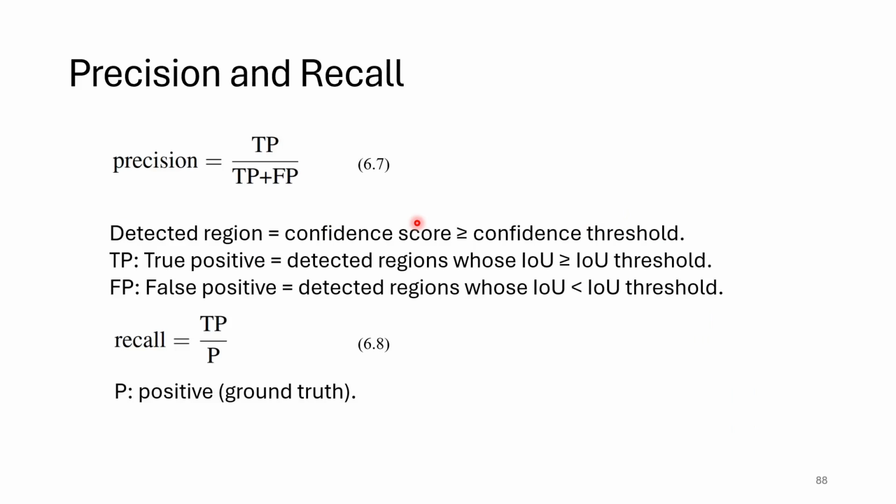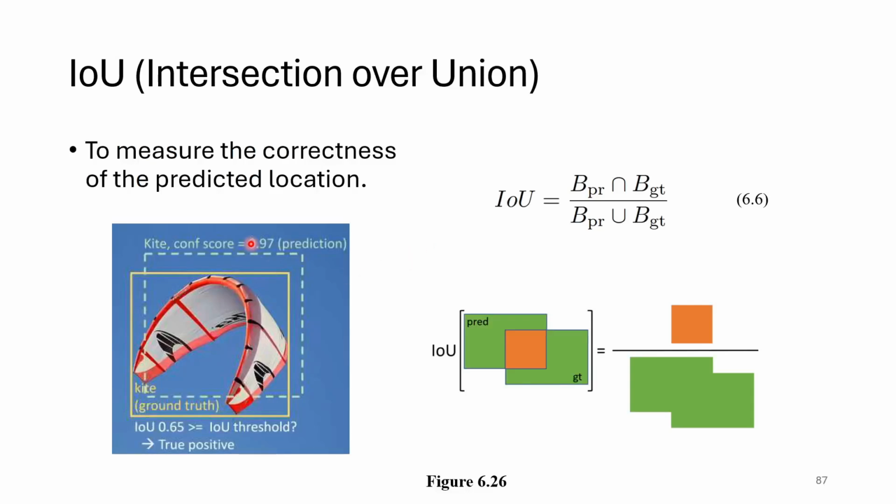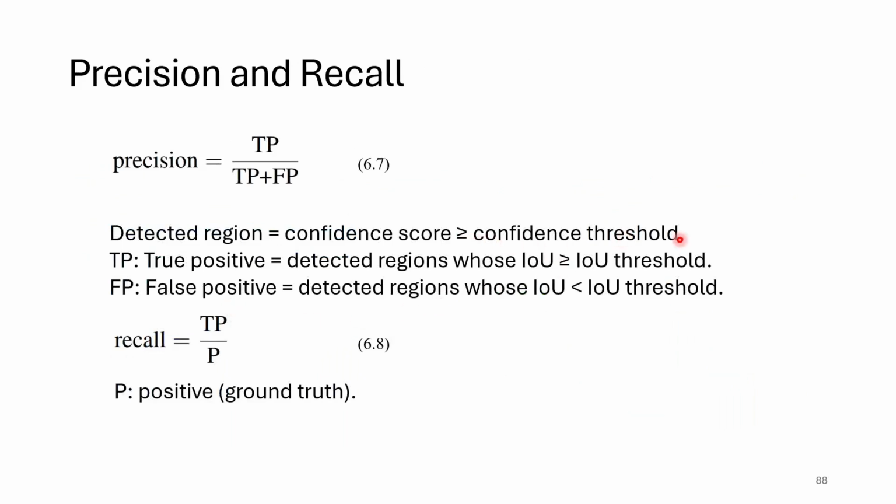And then we need to calculate the precision and the recall. So what is the definition of precision? It is the number of true positive detections divided by true positive plus false positive. So we know the detection region. So it means if you predict that this is a kite and you give a score, if the score is greater than a threshold, you will say, oh, there is a kite. So it is decided by the confidence threshold.